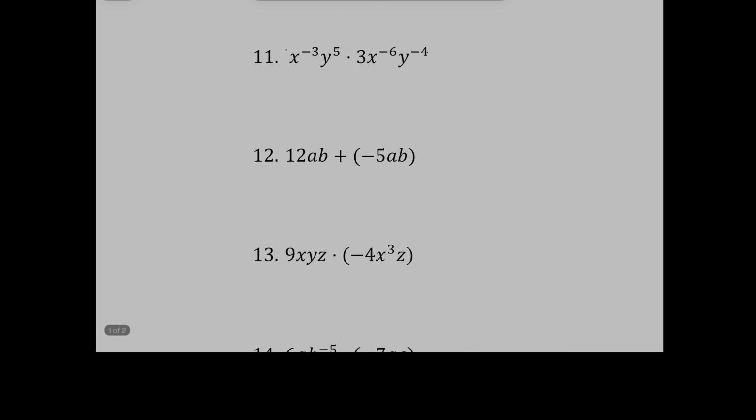So I have my 1. That's like a 1 out there, right? Times 3, so that's 3. X to the what? I have a -3 plus a -6, which is a -9. And then I have y. And I have a 5 plus a -4, which is just the y to the 1. And then I am done.